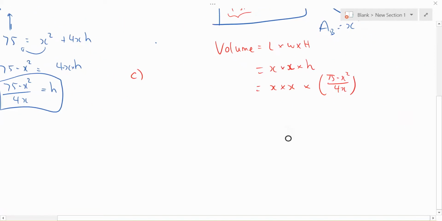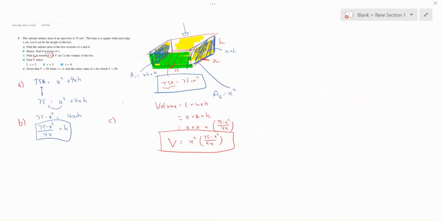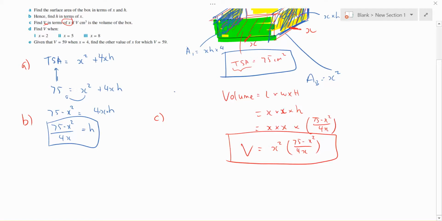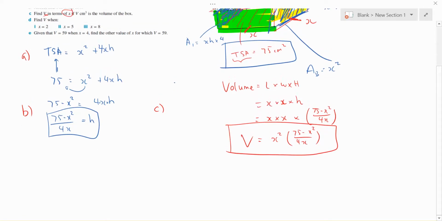If you simplify this, this becomes x squared multiplied by 75 minus x squared on 4x. Okay, this is my volume, and that is my volume equation in terms of x. They only have x's in there. So that's part C. Now, D says find the volume when x equals 2, x equals 5, x equals 8.